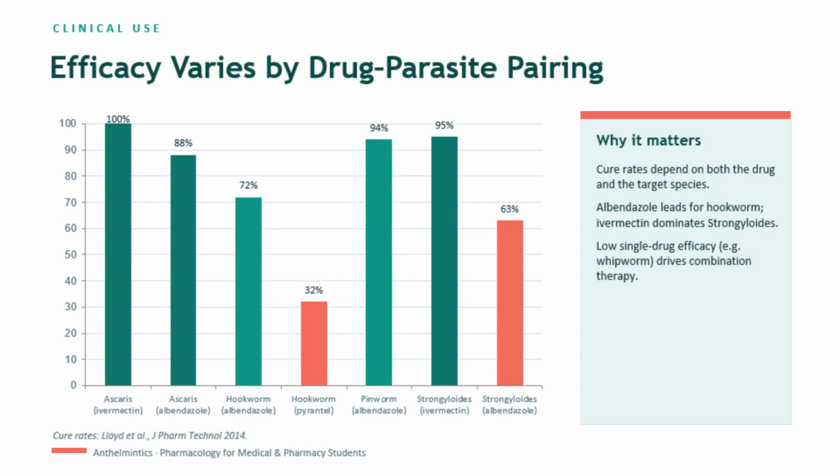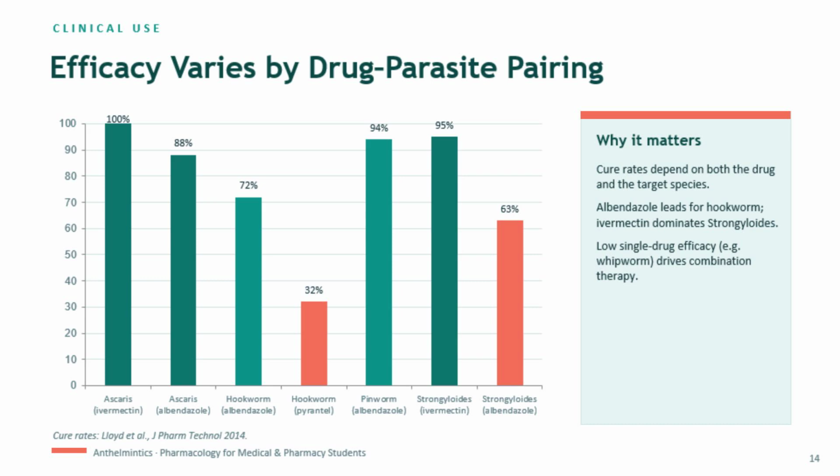Now I want you to appreciate that efficacy is not uniform. It depends on the specific drug and parasite pairing. Look at this chart with me. Ivermectin achieves essentially 100% cure in Ascaris, and albendazole around 88%. But for hookworm, albendazole 72% towers over pyrantel's 32%.